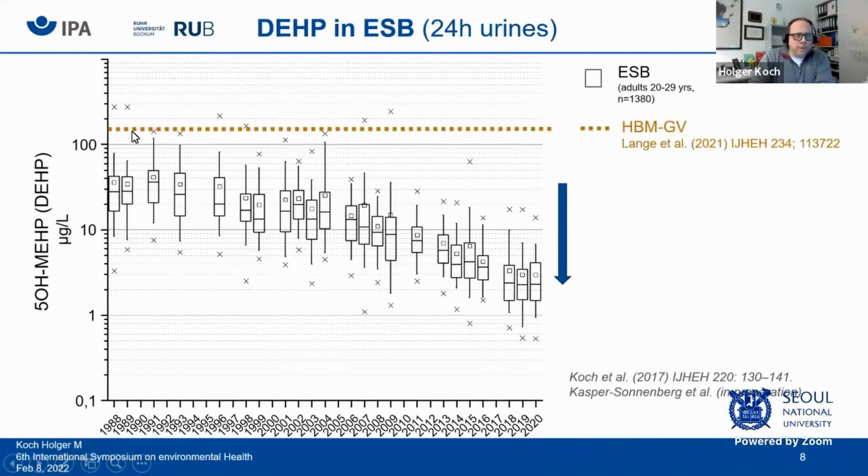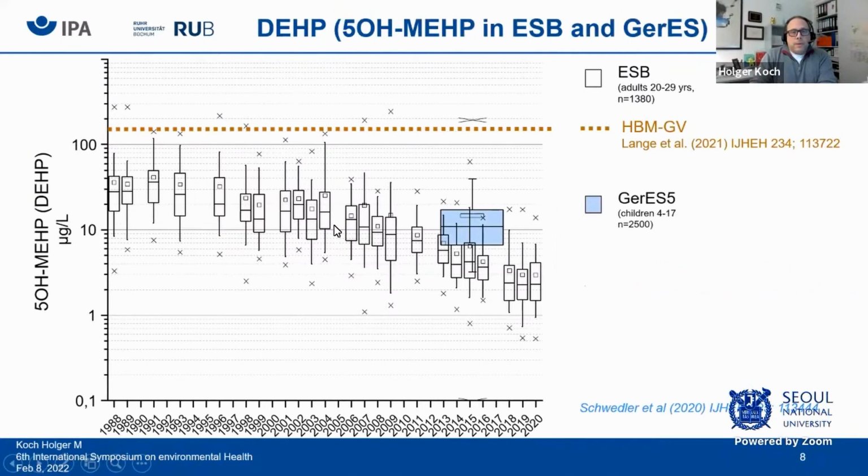As I pointed out, we can also relate this to the toxicological limit value. It's the HBM guidance value. It's the analog of the tolerable daily intake, and you can see that in the last millennium, we had exceedances of this limit value in the population.